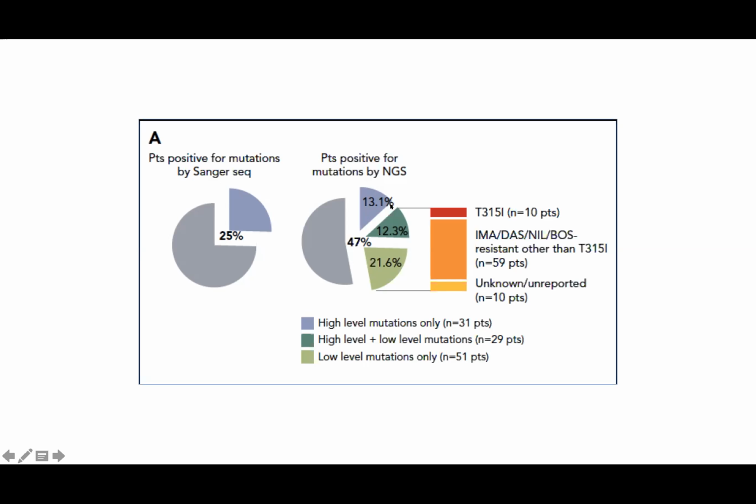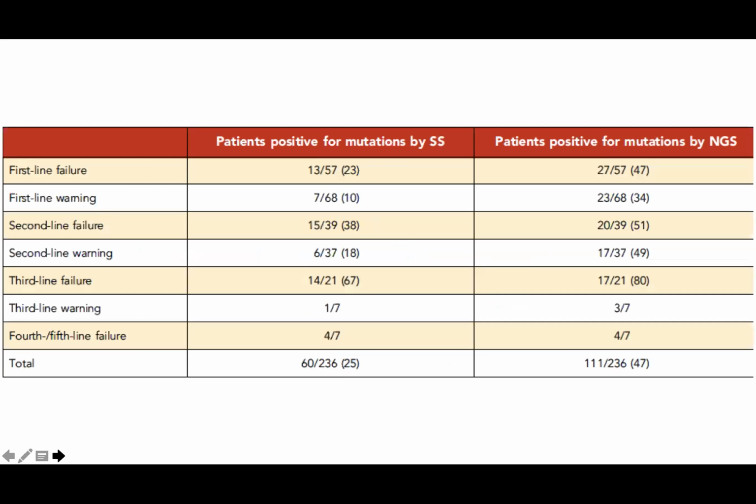Not only that, among the patients who had high-level mutations, half of them had a low-level mutation along with the high-level mutation when NGS was done. And almost half of the patients had a low-level mutation. What's the relevance of it? The relevance of picking up these low-level mutations is that almost half of the patients who had warning or failure did not have any mutation by Sanger sequencing, but you could pick up a mutation by NGS, and therefore you can intervene.